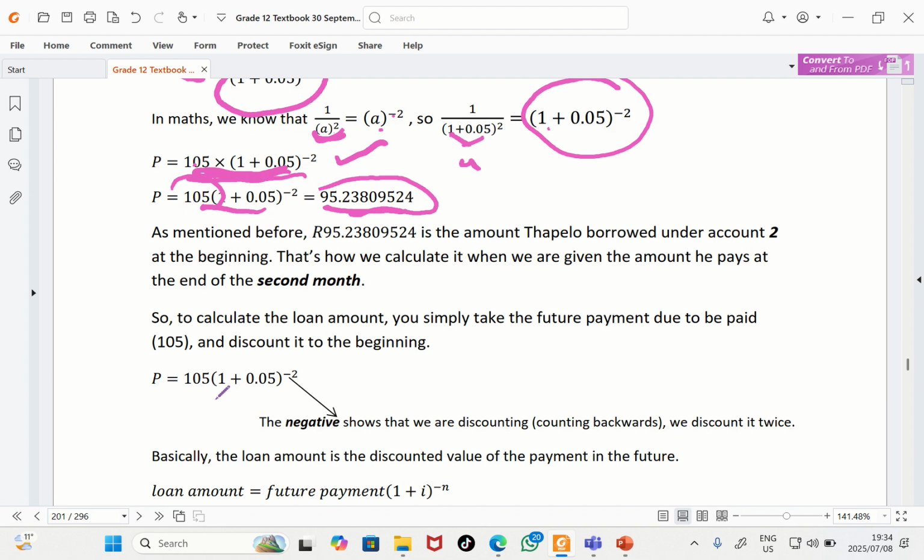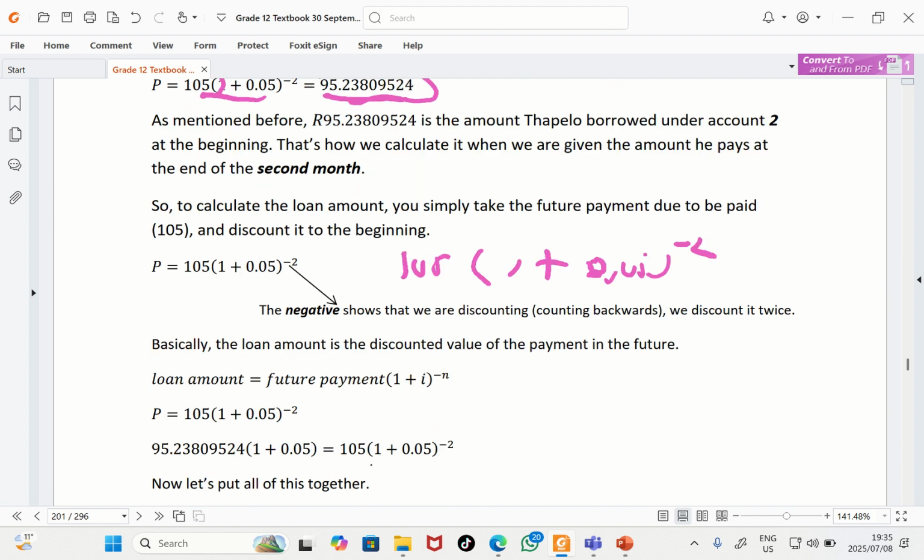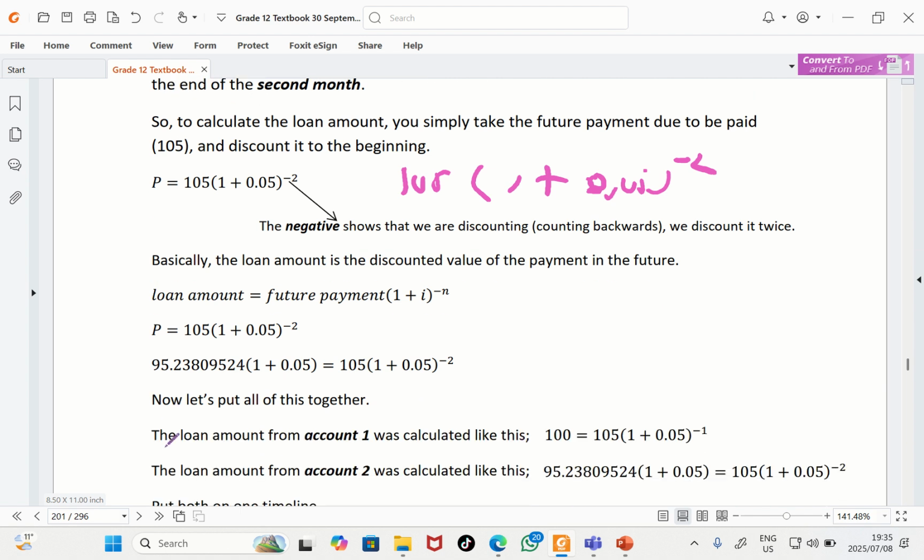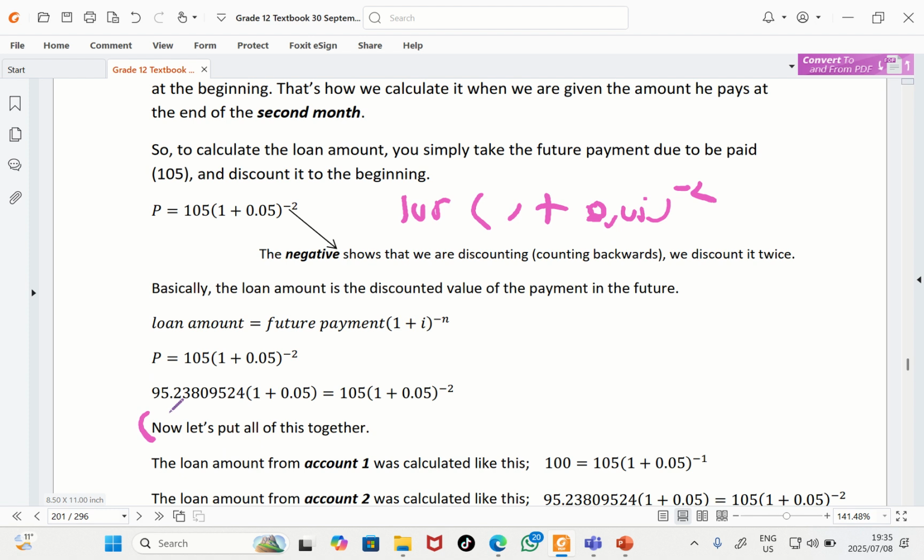Okay, so I also did another summary similar to the previous summary. Your loan amount is basically the future payment discounted back to the present day. So I took the 105, instead of putting it into the future, I took it back to the present by 2 periods. So then I get that value, 95 point something. Now what's going to happen is I'm going to put the two accounts together.